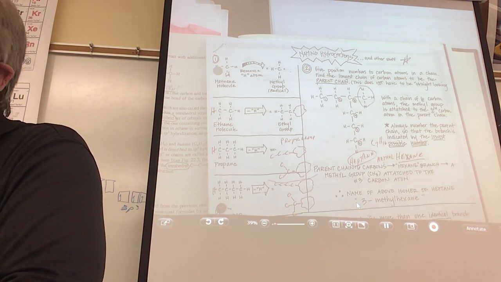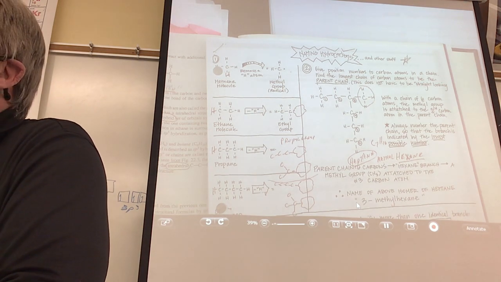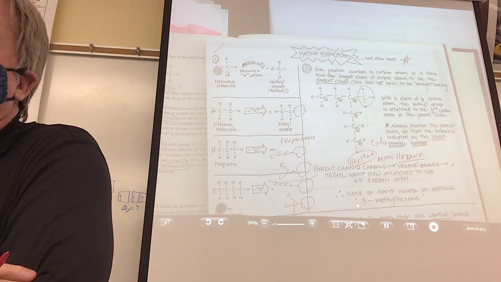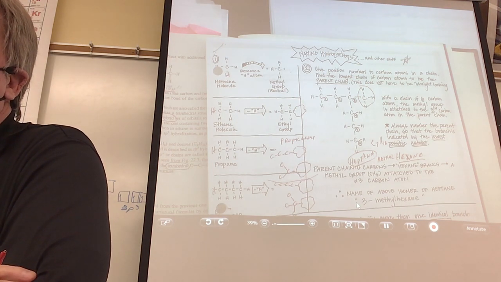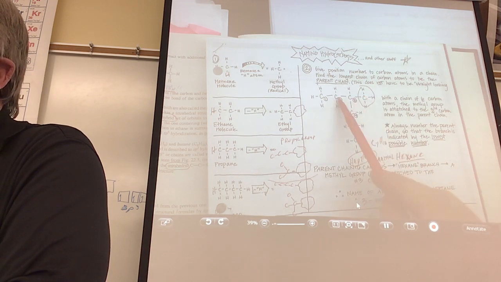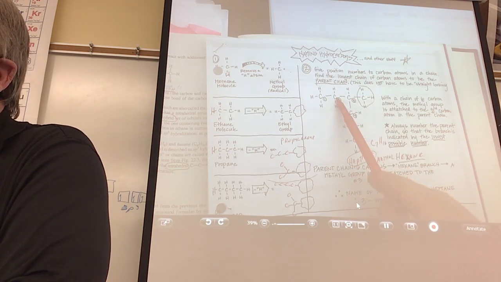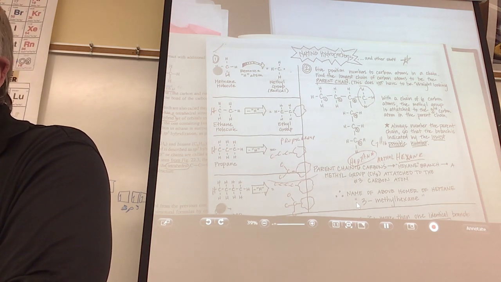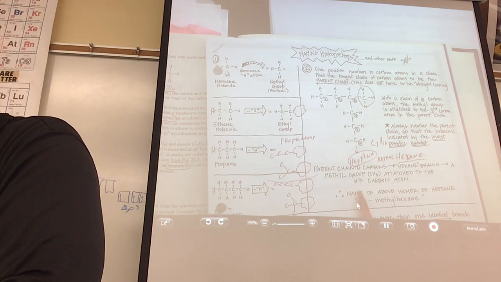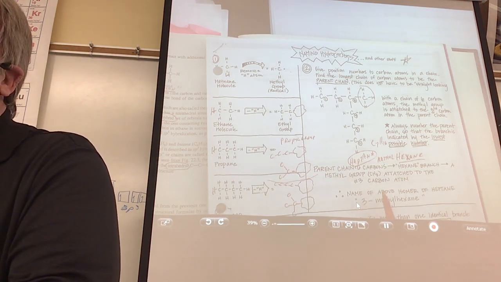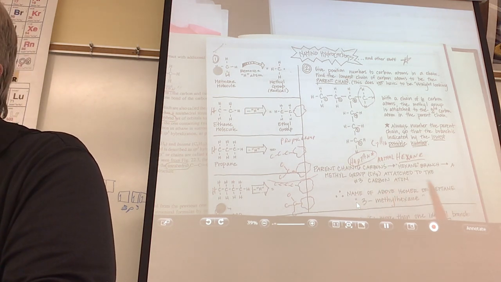Now, here's my problem. Not my problem, your problem. Is that the only way you could make methylhexane? No. I could have put the branch here, couldn't I? So if there's more than one way of doing it, I don't want to be confusing, do I? So what they do is, you find the branch. What's the lowest possible number you can use to tell me where the branch is?